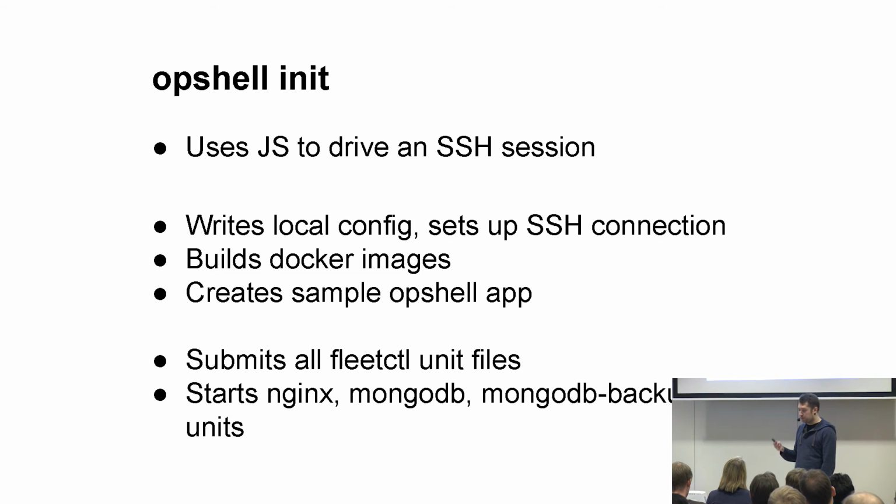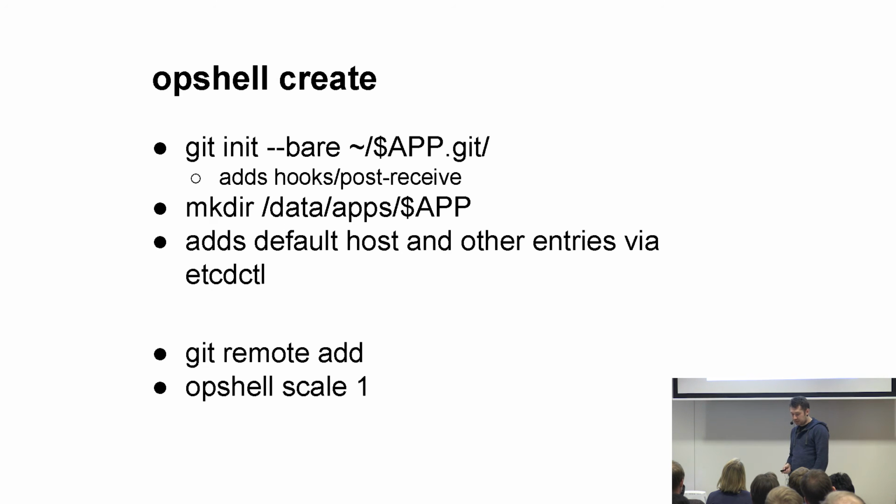It asks you for the actual IP address or host name of the CoreOS server and the cluster that you want to connect to. It sets up the SSH connection and saves that in the file system. Then it builds the Docker images using the Docker build command, like I showed earlier. It creates a sample opshell app, so you can instantly connect to the platform using HTTP and get something back. Then it calls submit on all the fleetctl unit files, and starts up Nginx, MongoDB, as well as some other services that do things like MongoDB backups. There's the ability to have timers, like cron jobs, that run in the cluster, so you can schedule stuff to run once a day or whatever.